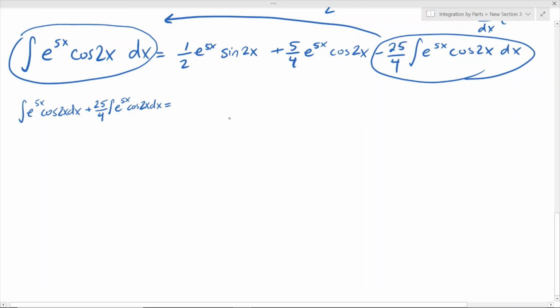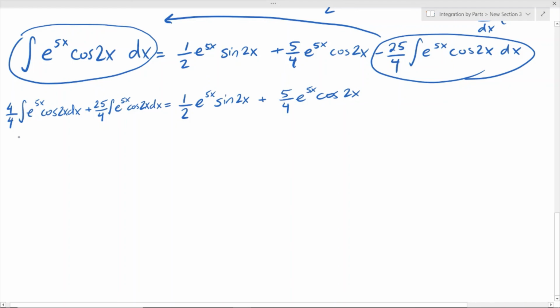Right, and this is going to be equal to the following expression. We're just going to copy that below. So a half times e to the exponent 5x sine 2x plus 5/4 times e to the exponent of 5x cos 2x, just like that. And so now here we have like terms, right? This here we need a common denominator, and this is the same as 4/4. So now we can add these two together.